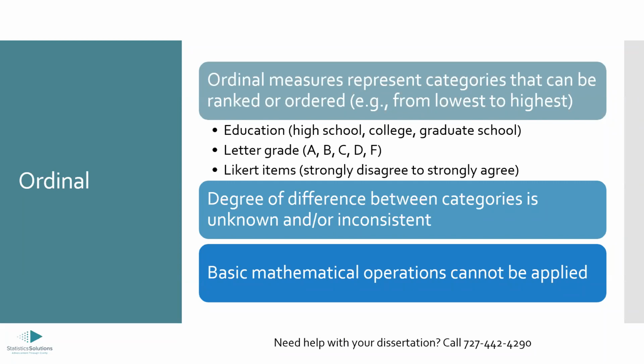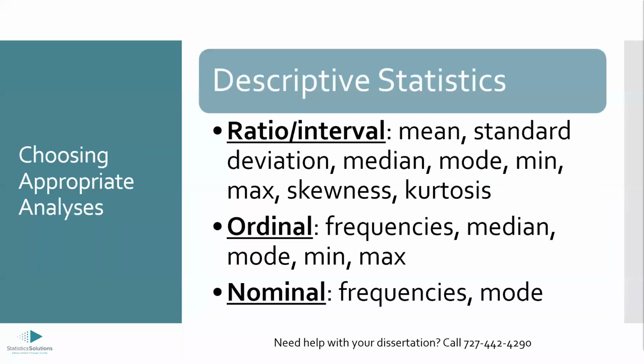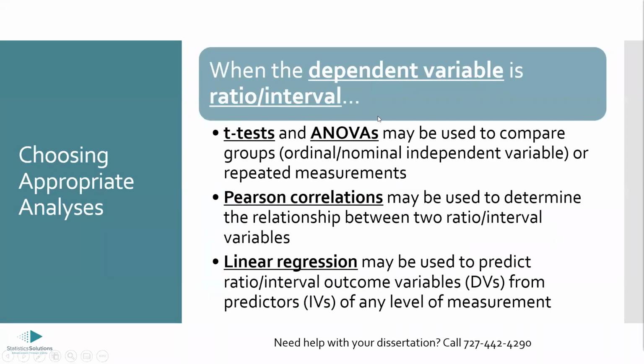So if your dependent variable, or in other words, the outcome that you are trying to look at, is an interval or ratio level of measurement, and we can go back to our slides here. So again, when we have a ratio or interval level of measurement for our dependent variable, we can use t-tests, ANOVAs, Pearson correlations, or linear regression.